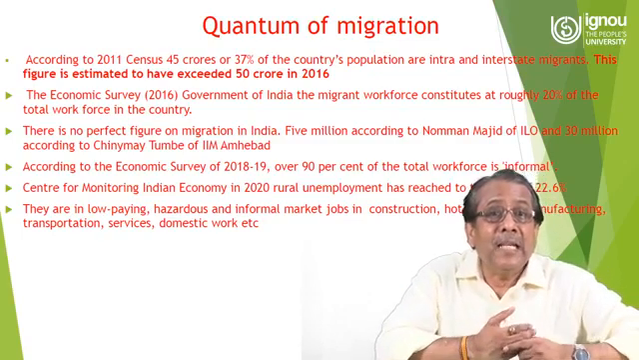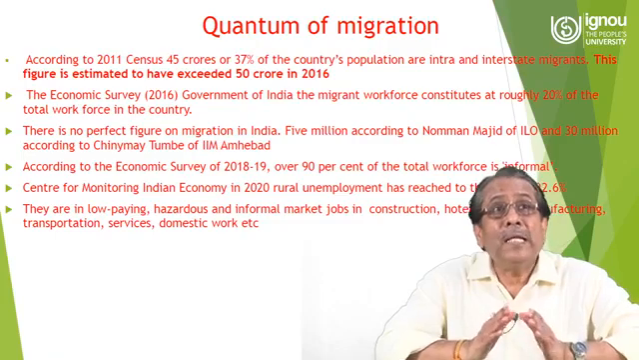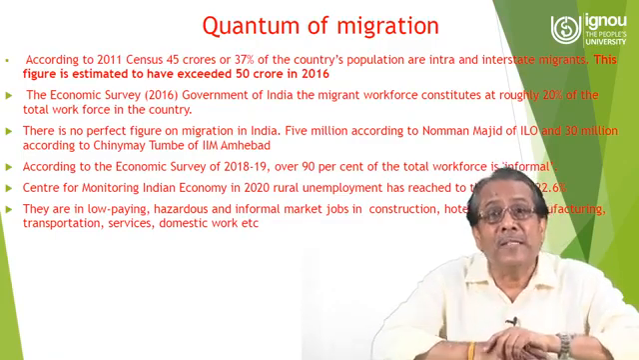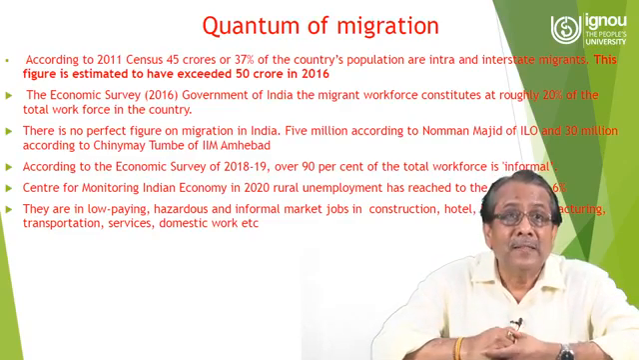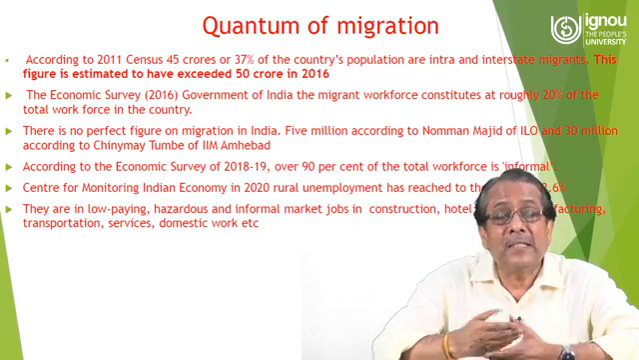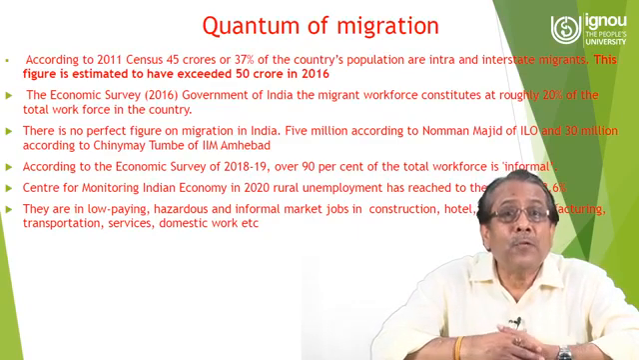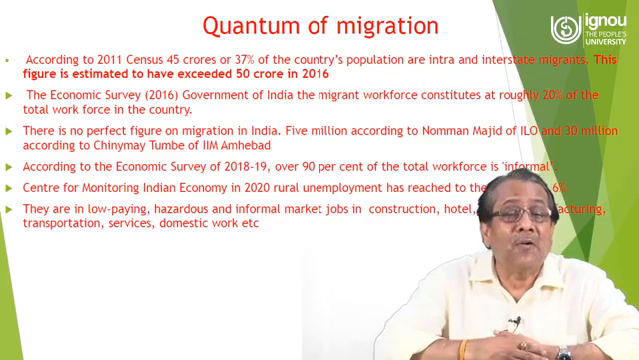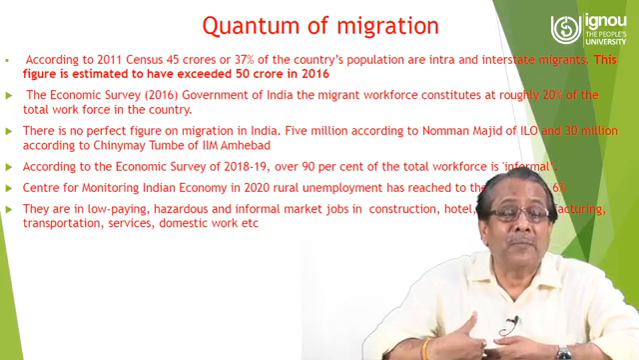The 2011 census widely talked about 45 crores of population, that is 37% of the Indian population, as migrants. This figure, people now estimate, has gone up to more than 50 crores of population. In 2016, they are the migrant population all over the country. They are migrating from one part to another part of the country.